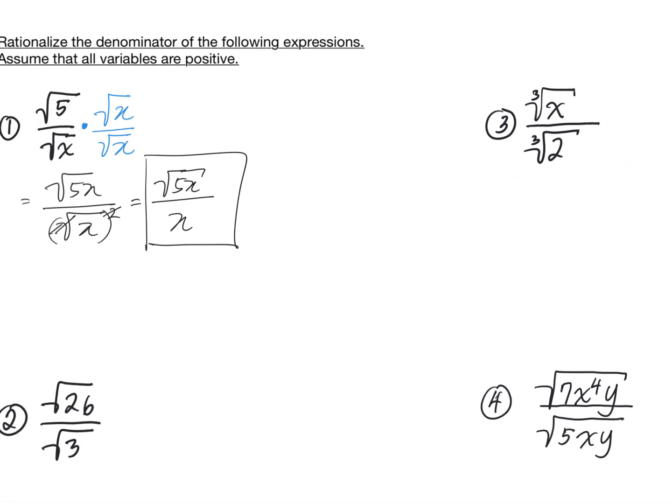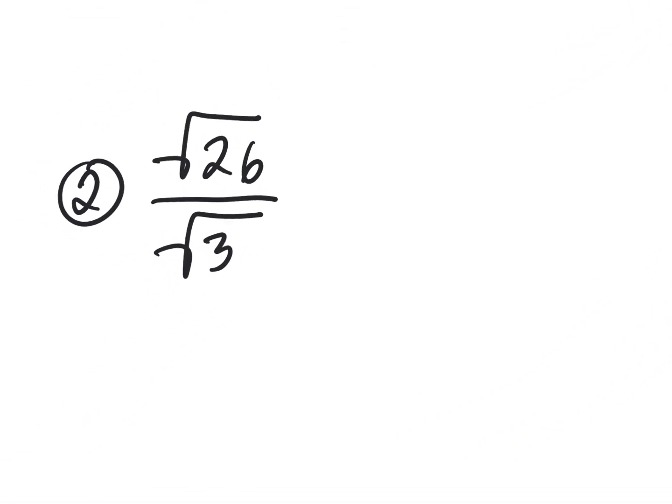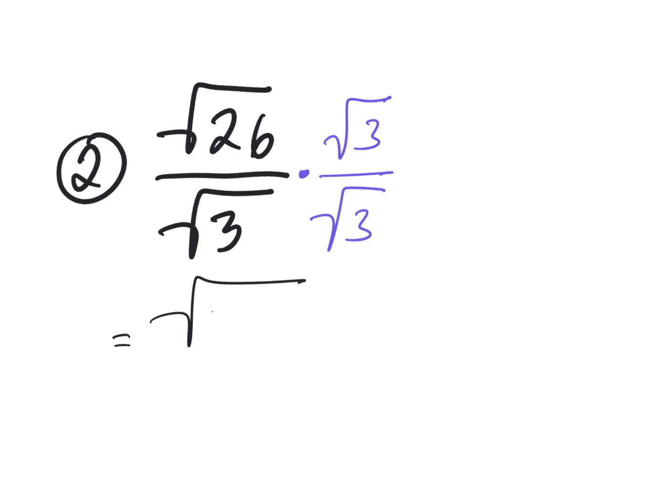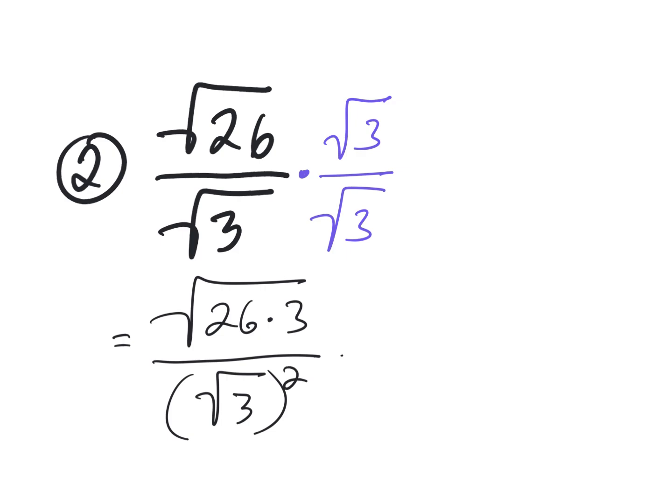Okay, number two, 26 root 26 over root 3. So let's rationalize using the root 3 in here, the denominator. Okay, there you go. So let's continue with the process now. That's going to give you 26 times 3 all over root 3 squared. Okay, 26 times 3 is going to give you 78.